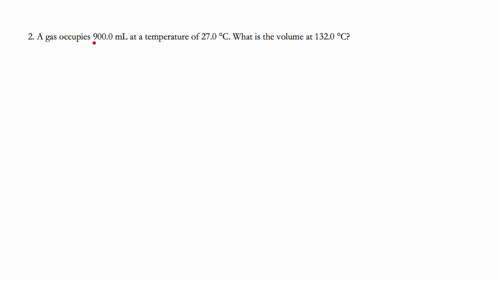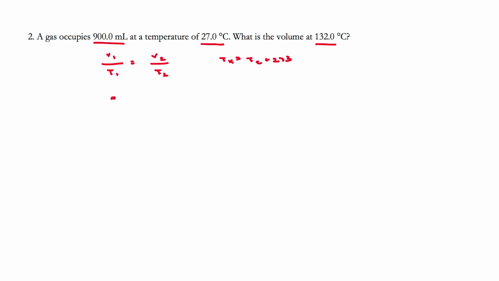A gas occupies 900 milliliters at a temperature of 27 degrees Celsius. What is the volume at 132 degrees Celsius? So here, because I am seeing how volume and temperature are related, I'm going to be using Charles's law, while before I used Boyle's law. The one quirky thing about Charles's law, the temperatures must be in Kelvin. So remember to go from Celsius to Kelvin. All you have to do is take your temperature in Celsius and add 273 to it. Okay, so I'm going to do that right here.